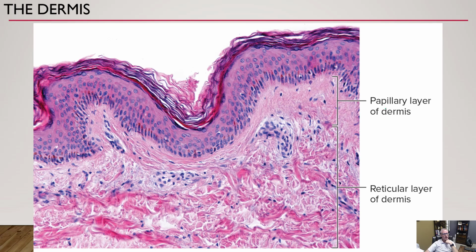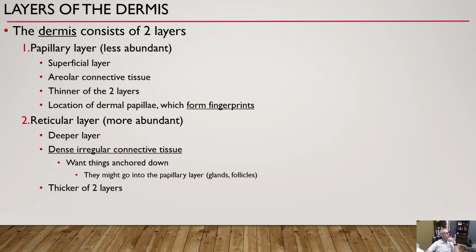All right, actually, I'm going to move this slide. Oh, I actually jumped a slide. Okay, the dermis. The dermis actually consists of two layers. We have a papillary layer and a reticular layer. The papillary layer is less abundant. I think the textbook says it's about 20% of your dermis, and the reticular layer is about 80%. I think it's much less than that, but no one asked me.